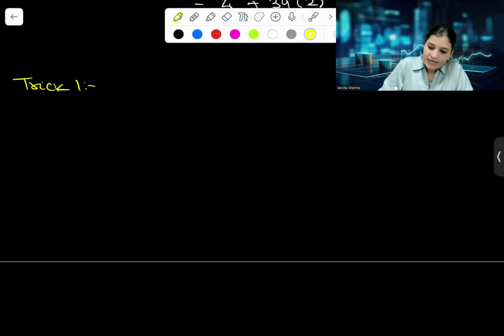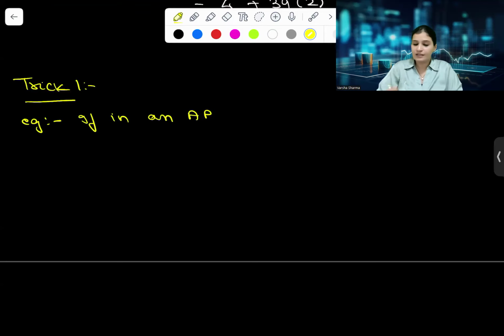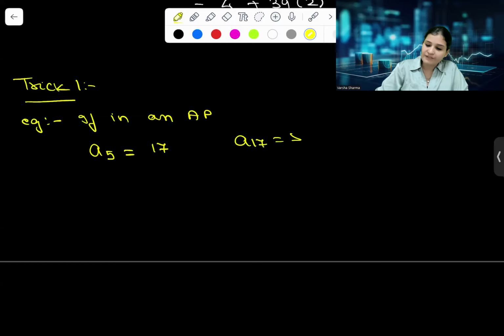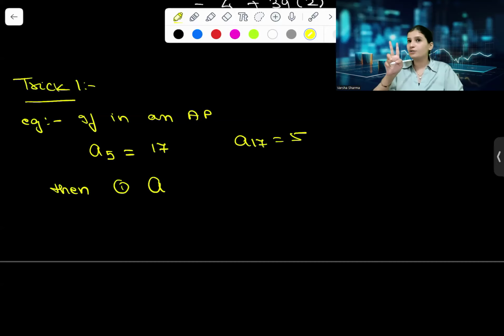Trick 1. Let me first explain with the help of an example. If in an AP, it is given that, please understand this, the fifth term is 17 and the 17th term is 5. Basically, both the terms are giving the value of each other. Agree? Then the first option says A, what is 5 plus 17? Those are the two numbers we have used, 5th and 17th. 5 plus 17 is 22. So A22 will be 0.